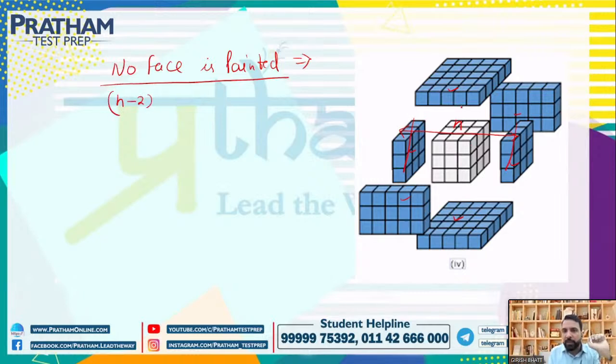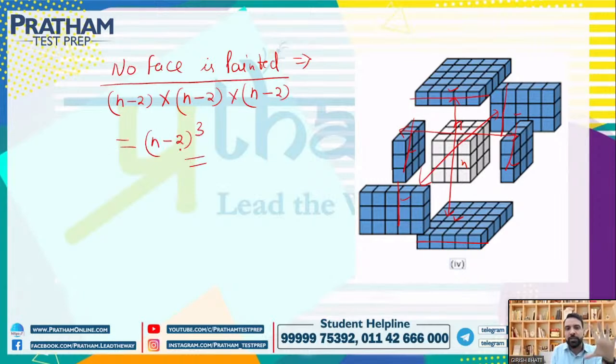Similarly, what about height? Initially height was n. You removed one top layer and one bottom layer, so the new height is n-2. Similarly with the breadth, you removed one layer from the back and one from the front, and now you are left with n-2 cubes. And here again you have 3 dimensions, so what will we find? Volume. So this formula becomes (n-2) whole cube. This many cubes are there whose no face is painted.